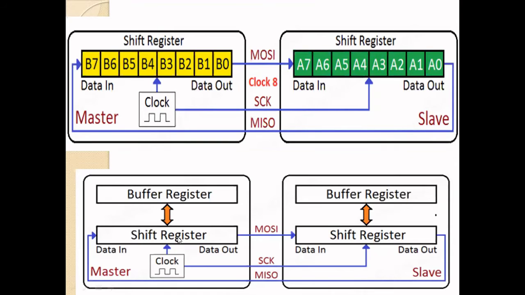Now the second data is moved to the shift register. Now the buffer is free, so the third byte is moved to the buffer register. Like that, the data transfer takes place.